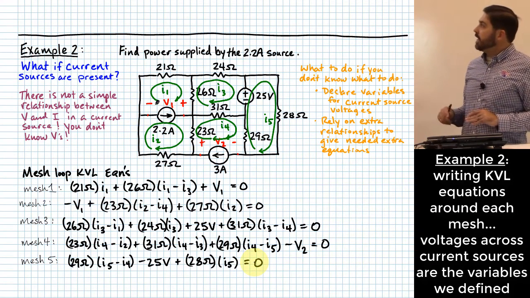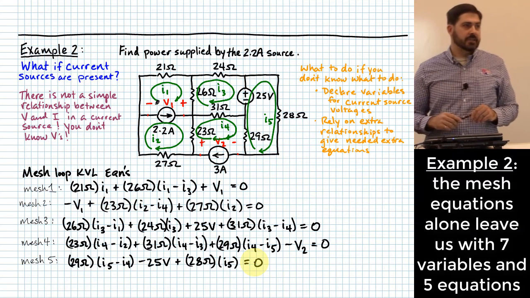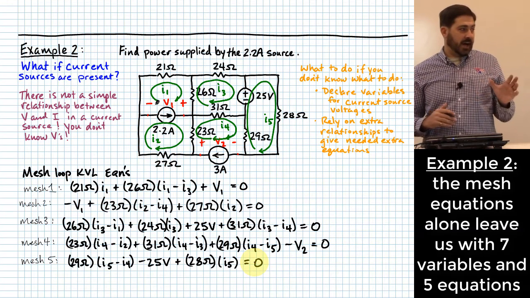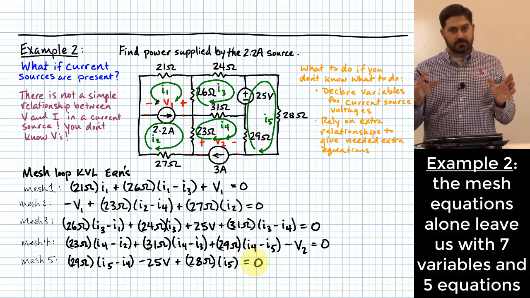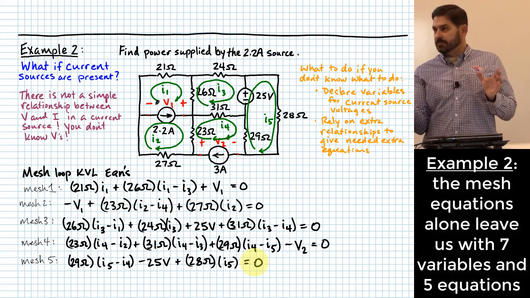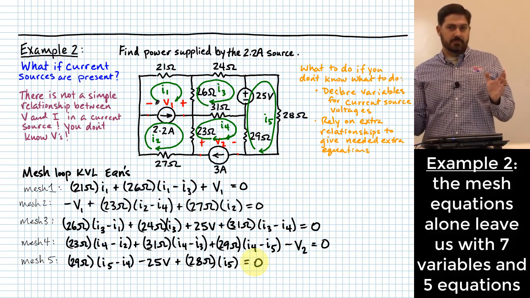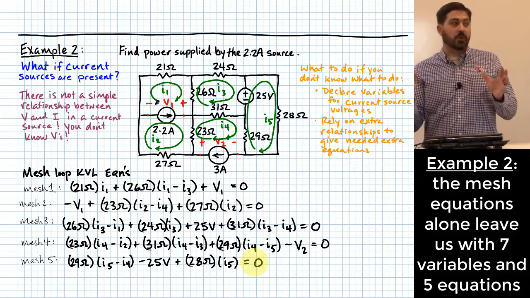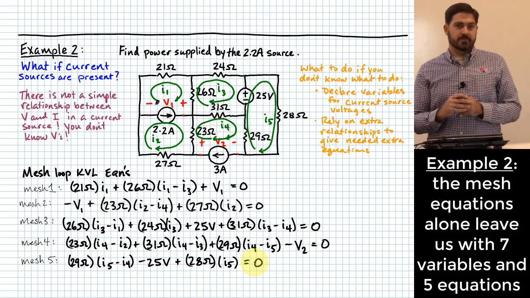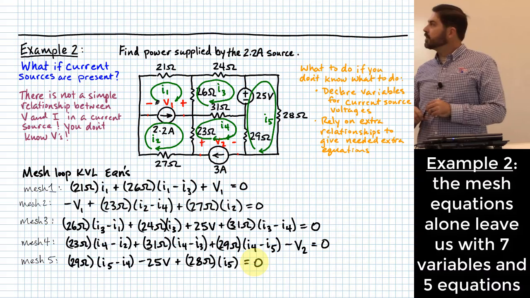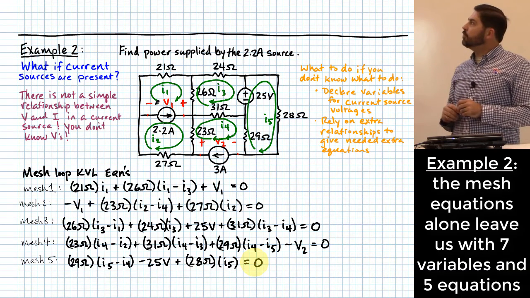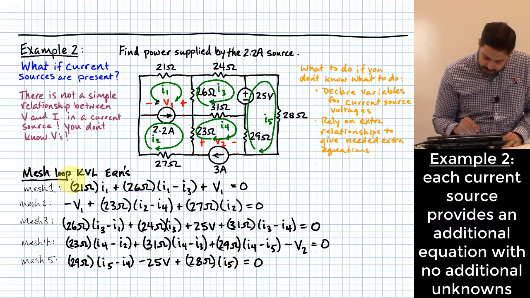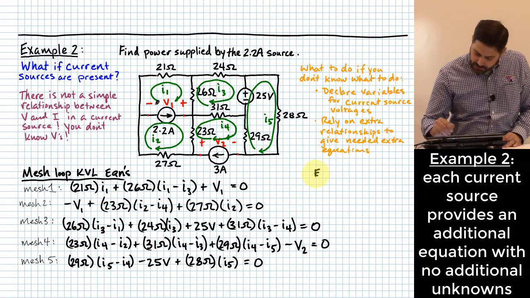Now, a quick inventory. How many unknowns do I have total? I had the 5 mesh currents plus V1 and V2. How many equations do I have? 5 equations, 7 unknowns. Is that a problem? Initially it is. What do we do about it? I'm going to put over here, these were the mesh loop KVL equations. Let's have a couple of extra equations over here.